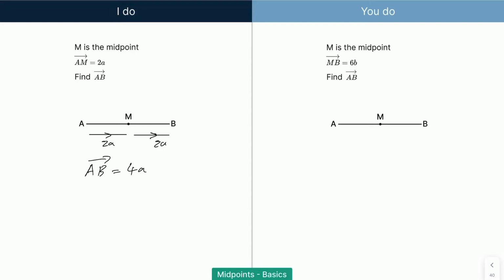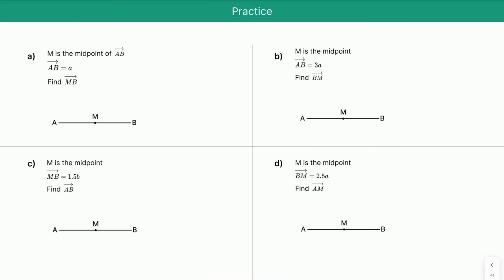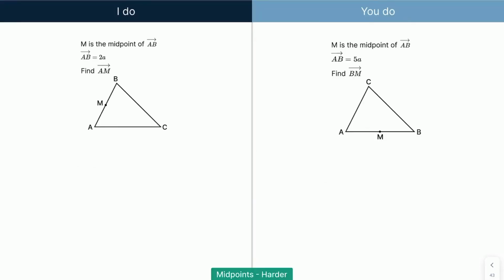And on the right, we have M to B is 6B. So obviously the other half must be the same, and the other half's always going to be pointing in the same direction. So what's AB? AB is just going to be both of them added together, so that's 12B. So here's some practice questions. Press pause and have a go. Here are the answers. Mark your work.